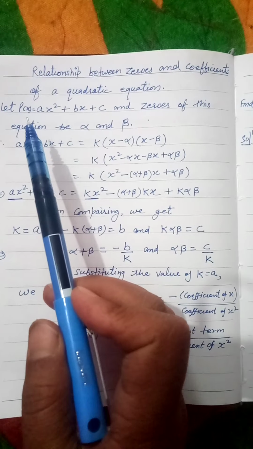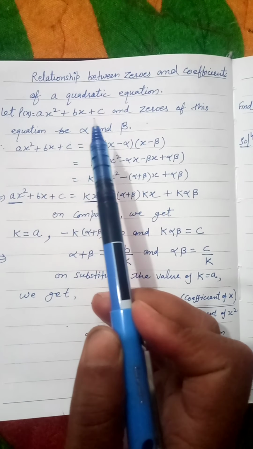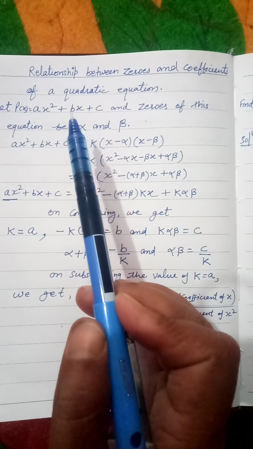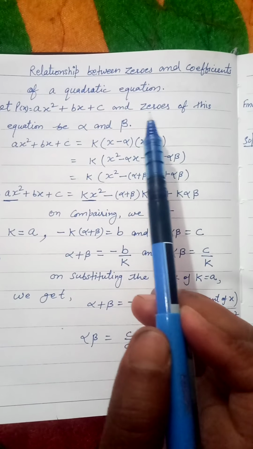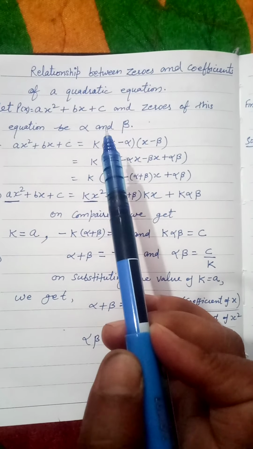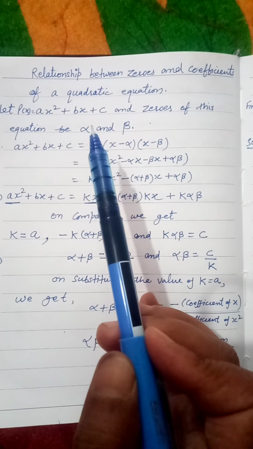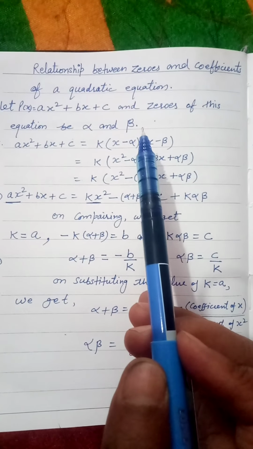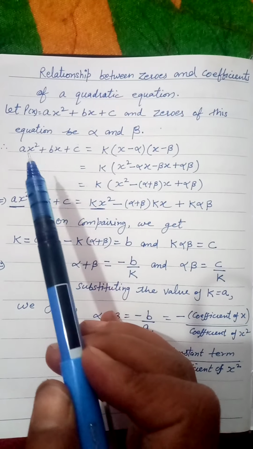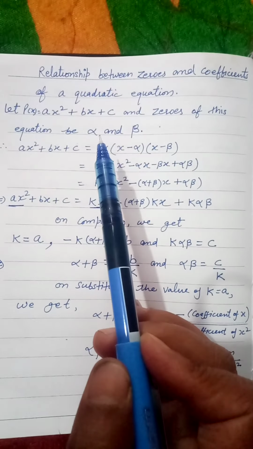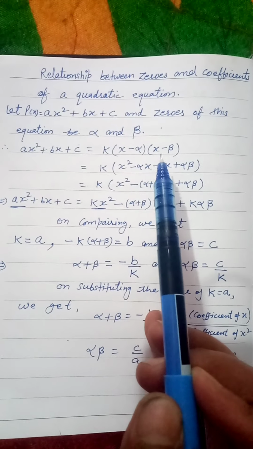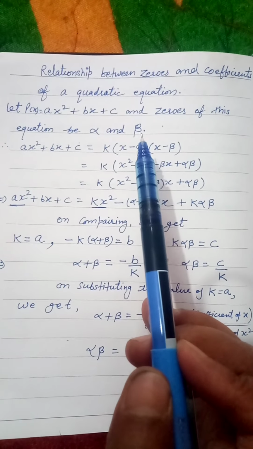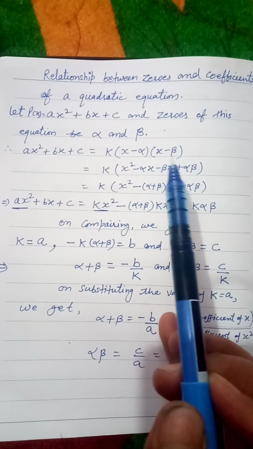Let p(x) equal to ax square plus bx plus c. This is the general form of a quadratic equation, and let's say the zeros of this equation be alpha and beta. This is the notation for zeros. So this equation will be equal to k times (x minus alpha)(x minus beta). As we saw earlier, if alpha and beta are the zeros, then x minus alpha is a factor and x minus beta is a factor.